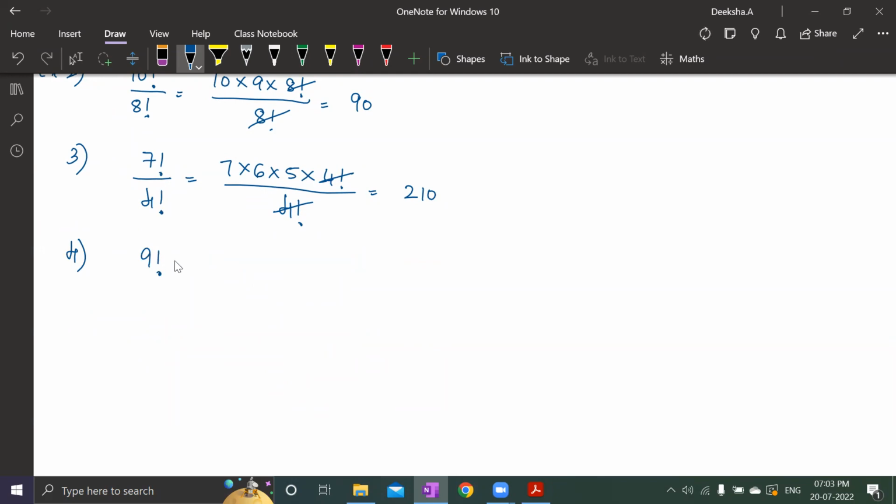9 factorial minus 8 factorial. So here also, the bigger one I'll expand. 9 into 8 factorial I'll write, minus 8 factorial. Here 8 factorial is common in these two, so I'll take it common. After taking 8 factorial common, I have 9 minus 1, so 8 factorial into 8, or 8 into 8 factorial.